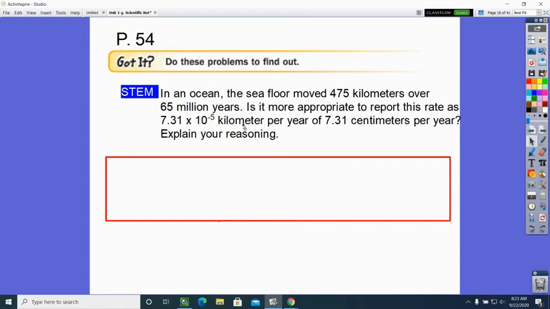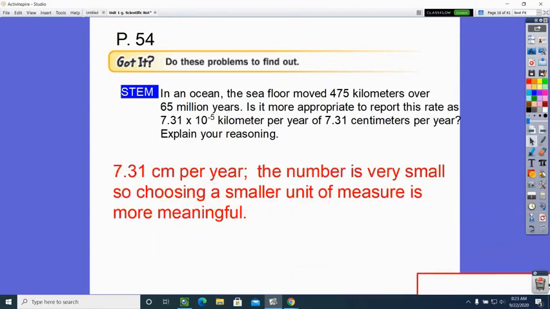So if we look at these two, a kilometer is like part of a mile, and a centimeter is like part of an inch. The ocean floor moved 475 kilometers, but it did it over 65 million years. The ocean floor is not moving a lot every year. It's moving very little. So in this case, the smaller unit would make sense because it's moving a small amount each year. So we would use the 7.31 centimeters per year.